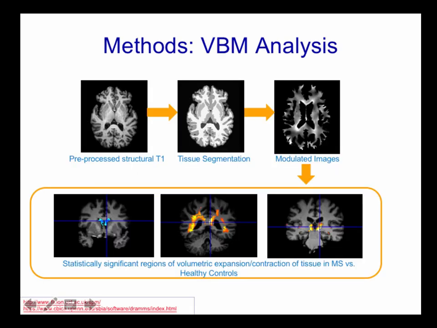So the steps are really, we do need a segmentation as an initial step, and then we can compute these modulated images, which are modulated by the Jacobian. And then, as you can see, these maps are very similar to what you get at the end of the fMRI analysis, where this is showing that these ventricles actually are expanded quite a bit in MS patients, and the thalamus is shrinking.